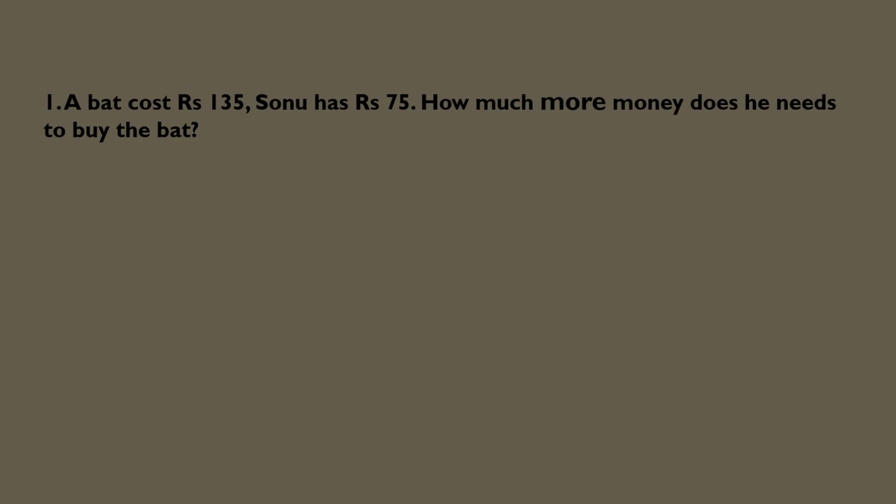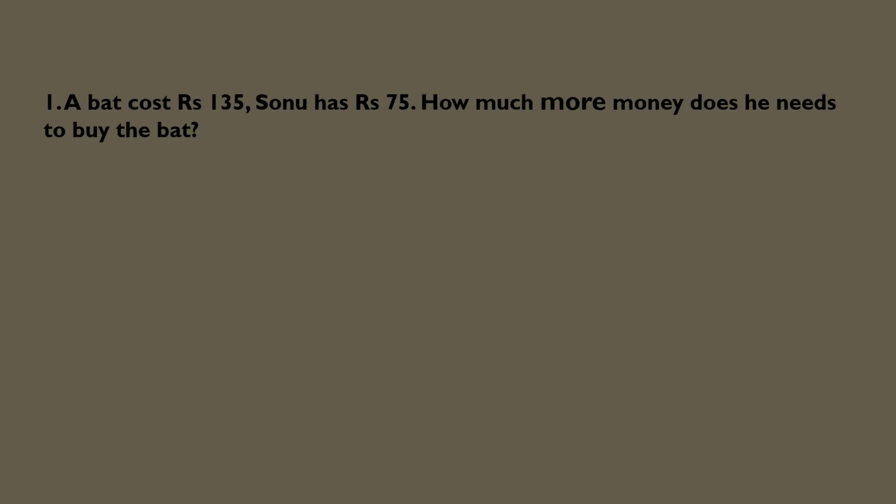Now children, solve the word problem. A bat cost rupees 135. Sonu has rupees 75. How much more money does he need to buy the bat? What is the meaning of the question? The meaning of the question is that the cost of the bat is 135 rupees. Now Sonu has rupees 75 only with him. So how much more money he needs to buy that bat?